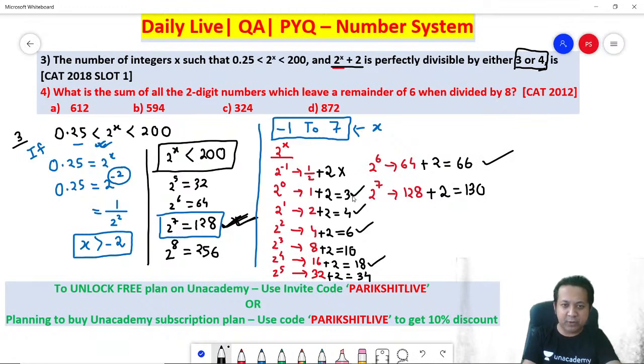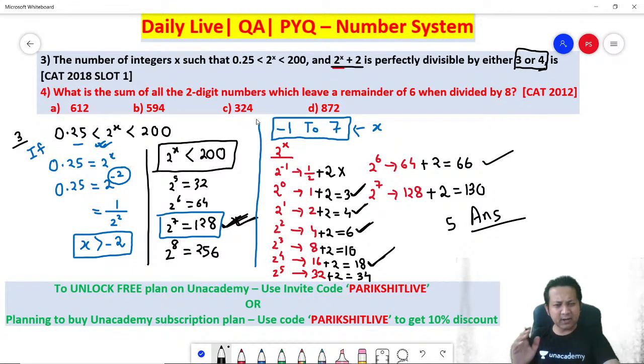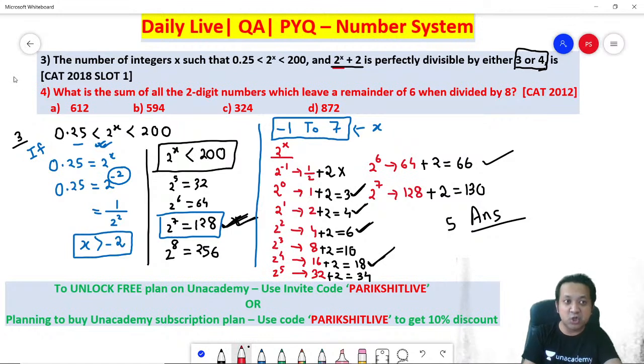All the terms where I put a tick are divisible by either 3 or 4. So how many such terms are there? 5 terms. Your answer is going to be 5. Got it? The answer for the third one is 5. See, these are very easy questions. And as you see, this is from CAT 2018 slot 1.